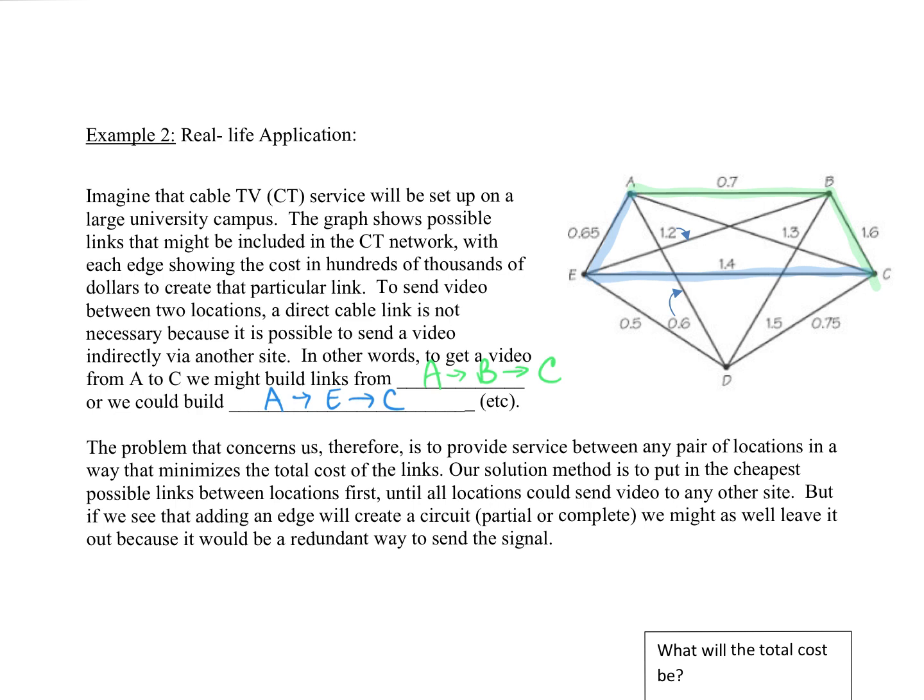So this is the missing notes. To get a video from A to C, we could build links from vertex A to B to C, or we could also build links between A to E to C. It doesn't matter. All you have to do is make sure vertex C is connected to the network for them to provide service there. Make sense? All right.